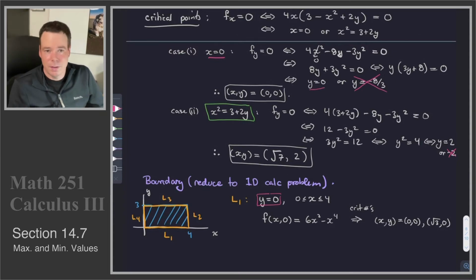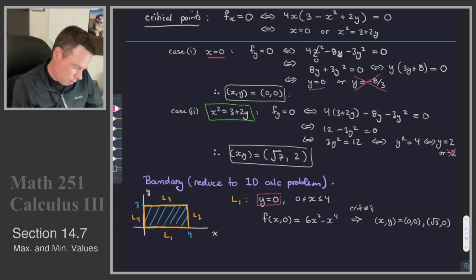So we can consider these as the boundary critical points. They're the points along this boundary curve L1 where there's a potential for having a max or a minimum value. And they were coming from solving this 1D calc optimization problem. And I'm going to make a note that we also have endpoints.